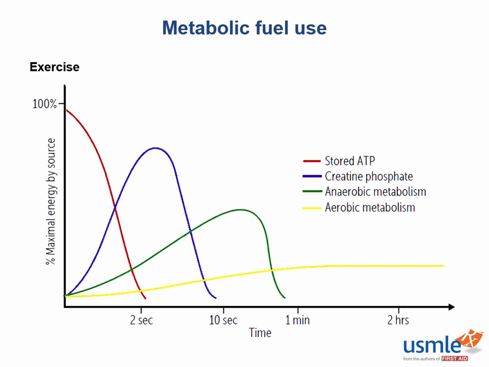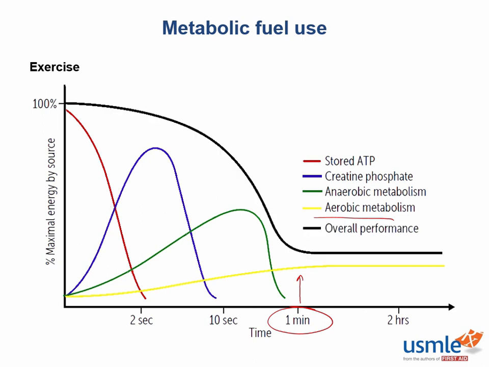Glancing down at our curve here, after about 1 minute, our anaerobic metabolism has burned out, and we're running off energy produced by aerobic metabolism. Now this curve here shows us the overall performance line. Notice how, as time goes on, the body relies on different processes for energy, and as a result, overall performance goes down.